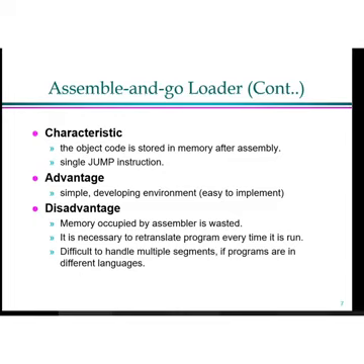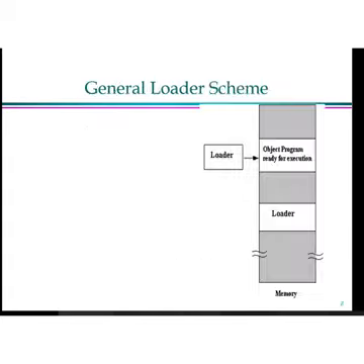Okay, so with these three drawbacks, if we have to save space by reducing the size of loader, we want to handle multiple program segments, and we have to avoid retranslation. These three drawbacks are overcome with the help of the next type of loader. Here my animation is going a bit wrong, so please bear. So the next type of loader is called general loading scheme.